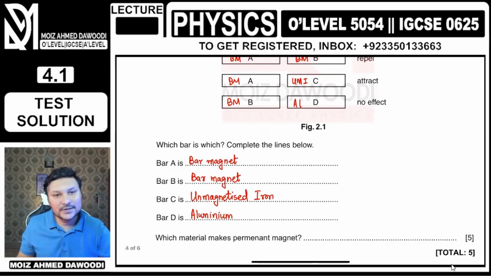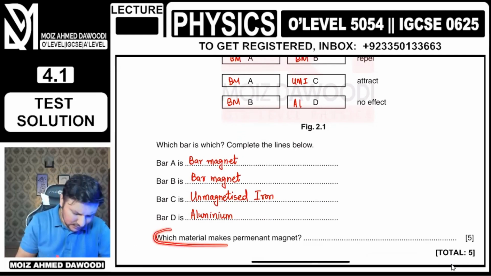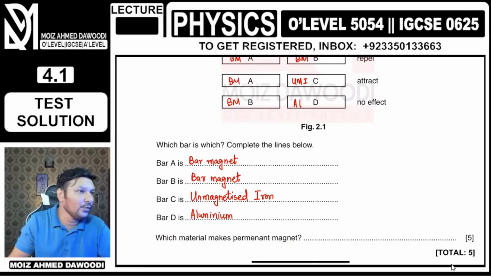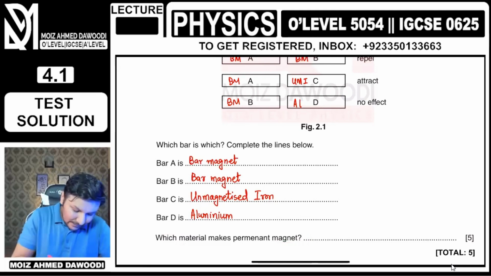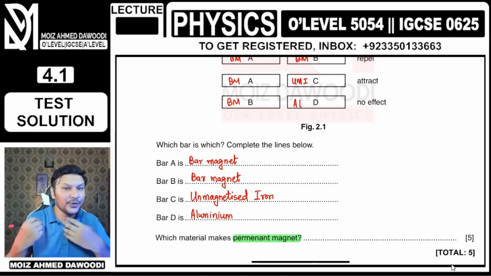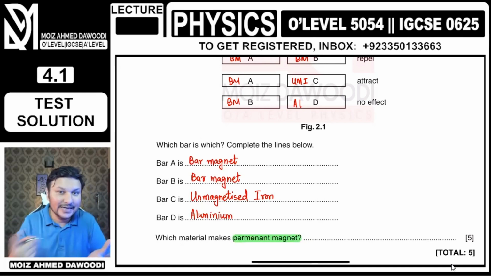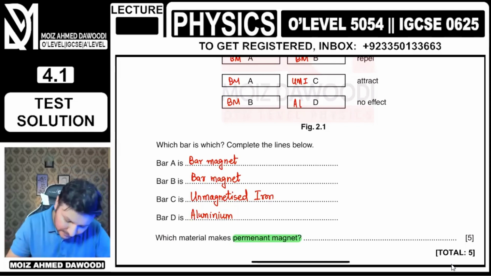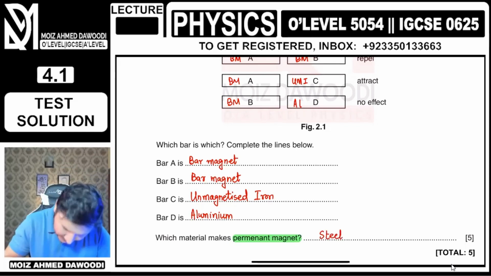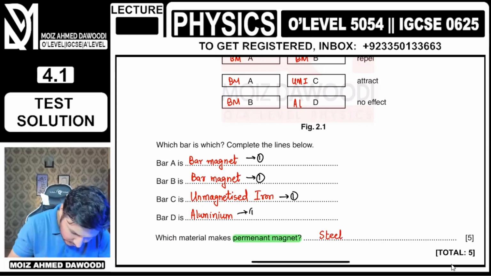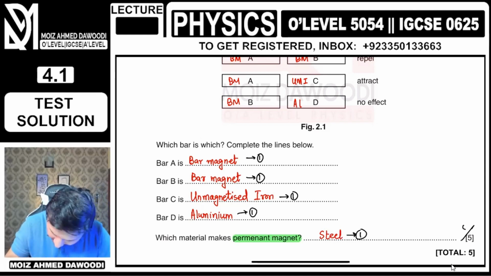And most of the students, I don't know why, did not see this question and they left it. Why did you not read the question properly? So that is a mistake. Which material makes a permanent magnet? Here the students are writing bar magnet. He's asking you what the material is. You are writing bar magnet. That is not a correct answer. You need to write either iron or steel. So a permanent magnet is made of steel. That way, 1 mark, 1 mark, 1 mark, 1 mark, 1 mark, and that is how you get 5 marks.